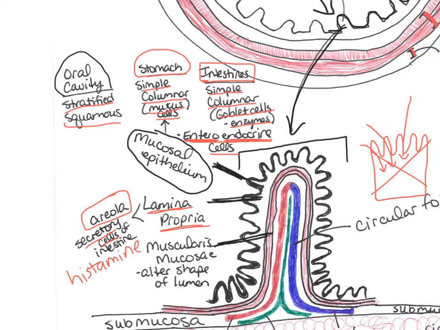Then we have the deepest layer, which is called the muscularis mucosa. That deepest layer is made up of a narrow sheet of smooth muscle and elastic fibers. The smooth muscle is in two layers. These two layers can alter the shape of the lumen, and so they aid in propelling the nutrients from the lumen into the submucosal layer.